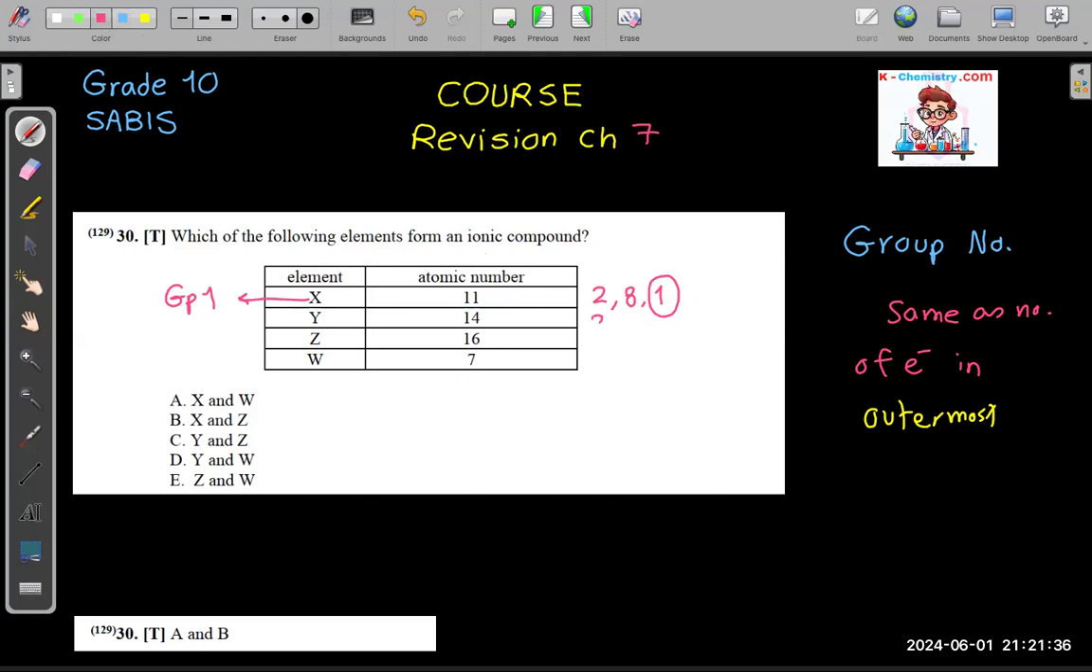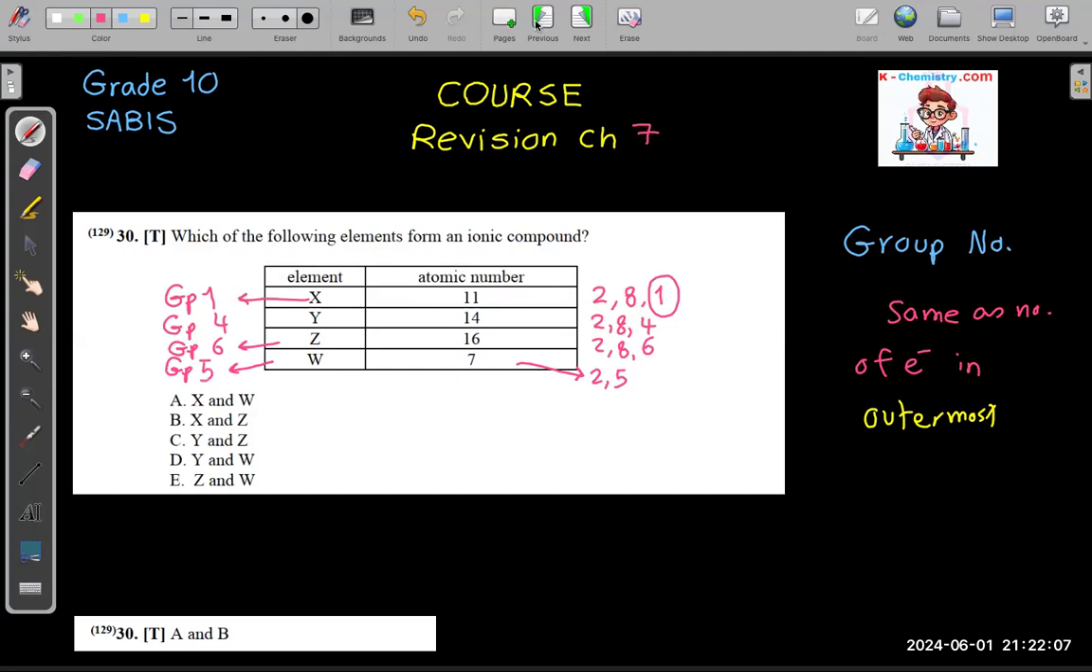What about Y? Y is 2, then 8, and then 4. So it is in group 4. Z is 2 and 8 and 6, so it is in group 6. W is 2 and 5, so it is group 5.